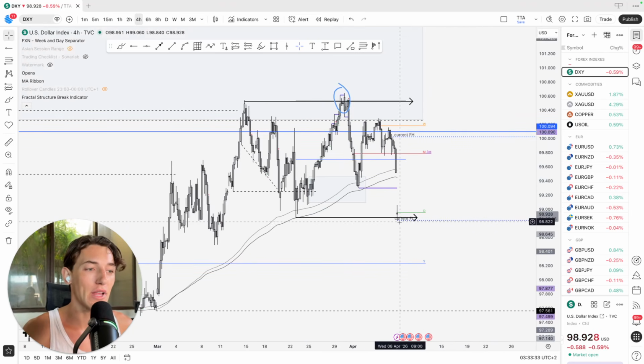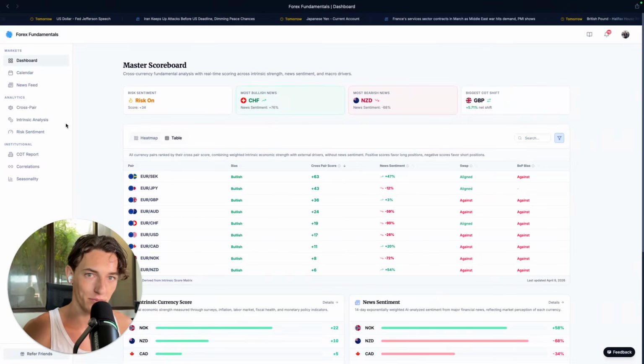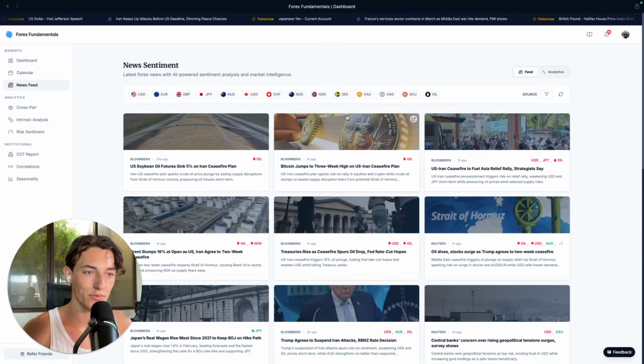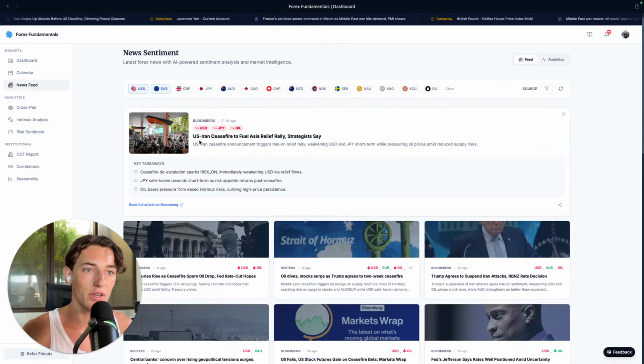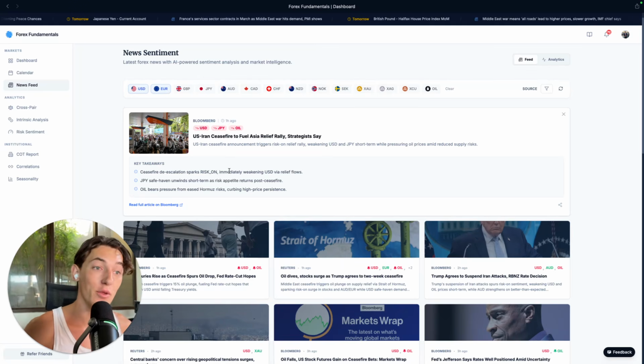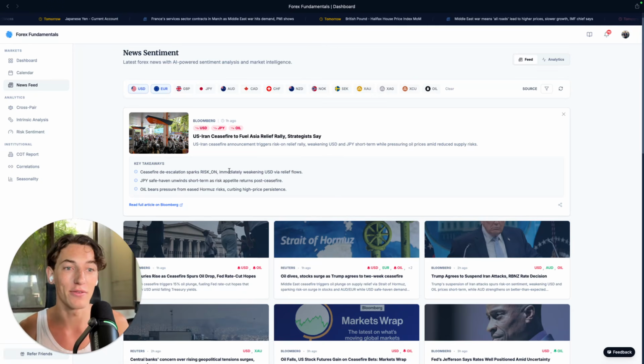And that's exactly what happened overnight on the ceasefire, right? So again, if we look at the newsfeed, it's something we can very clearly see. If we select the dollar and euro: US Iran ceasefire to fuel Asia relief rally, strategists say. So de-escalation sparks risk on, immediately weakening the dollar via relief flows, right?